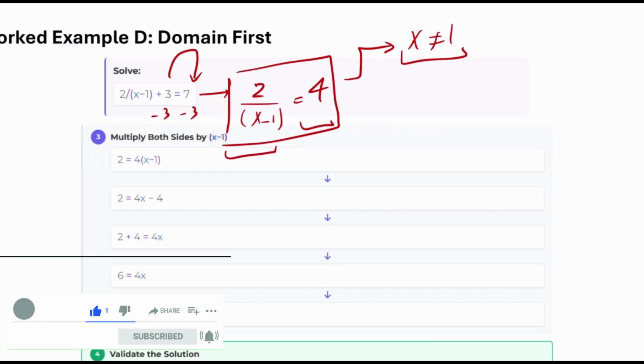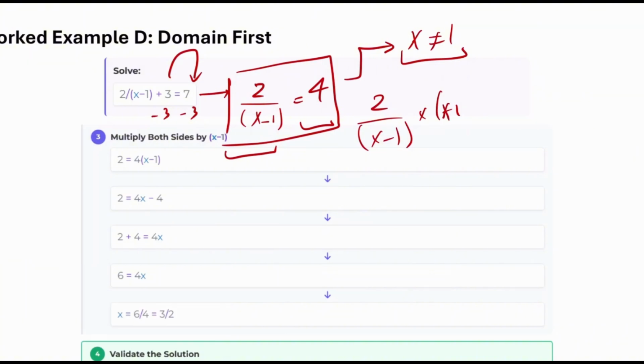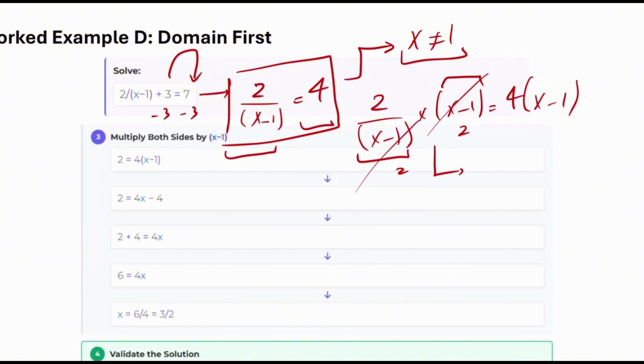If you do that, 2 over x minus 1 times x minus 1, let me just write it down a little bit better, is equal to 4 times x minus 1 itself. This term and this term can cancel out each other. Why? Because they're completely the same. They can be considered as two numbers, for example 2 and 2, 3 and 3, right? They can cancel out each other. So at the end, what do I have? 2 is equal to 4 times x minus 1.